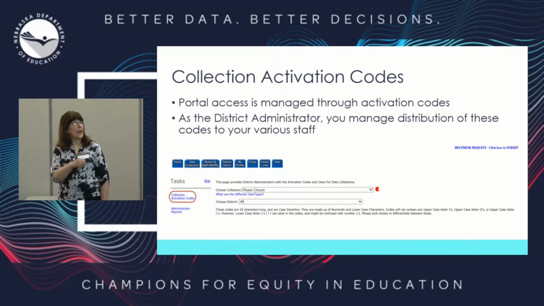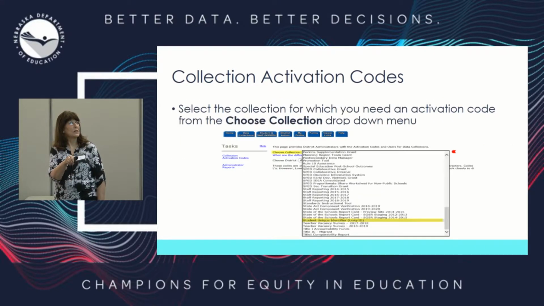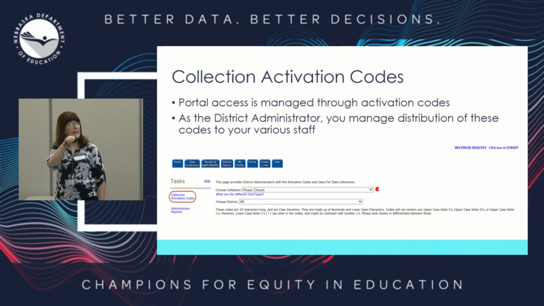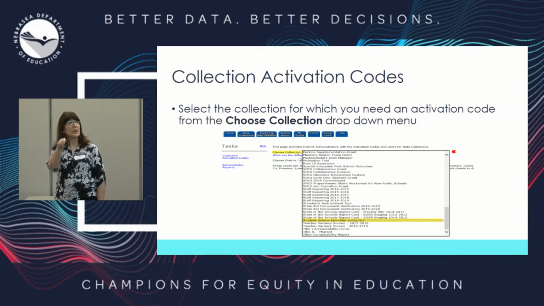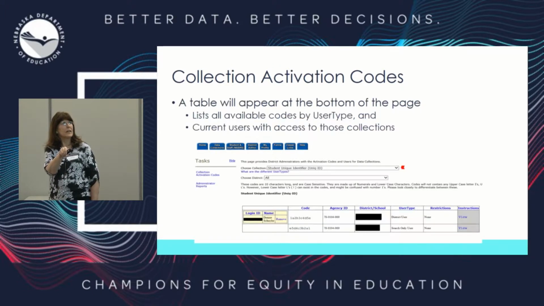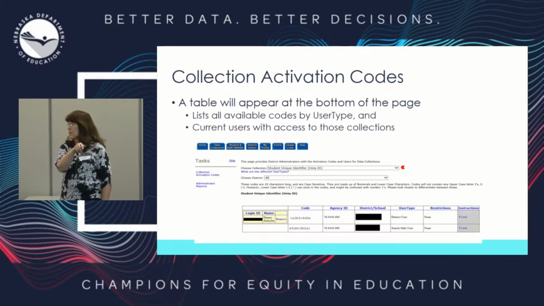Under the collection activities tab, button right there, this will list all of the collections in the portal. Once you choose that drop down, you get a whole list of collections. Every collection on the portal has an activation code. So you select the one that you want. In this case, we selected the student unique ID. And then on that same page to the bottom, the activation codes will appear on the bottom.